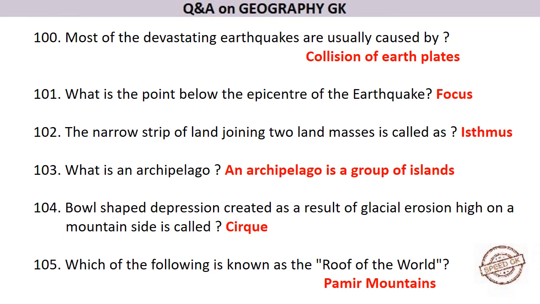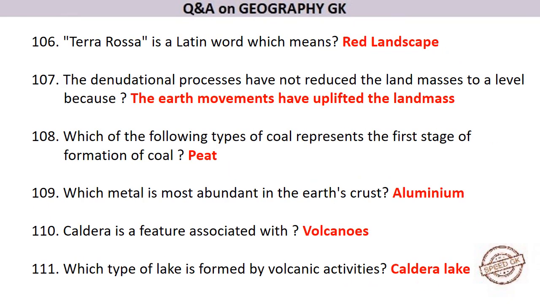Ball-shaped depression created as a result of glacial erosion high on a mountain side is called cirque. Which of the following is known as the roof of the world? Pamir Mountains. Terra rossa is a Latin word which means red landscape. The denudational processes have not reduced the land masses to a level because the earth movements have uplifted the landmass. Which of the following types of coal represents the first stage of formation of coal? Peat. Which metal is most abundant in the Earth's crust? Aluminium. Caldera is a feature associated with volcanoes.